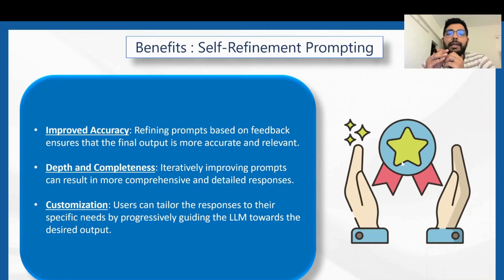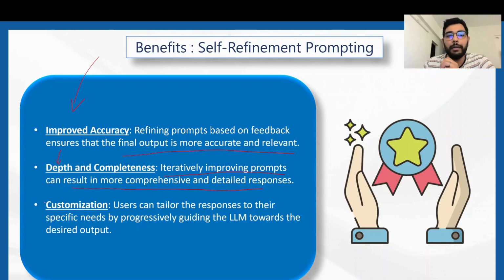Coming to the benefits of self-refinement prompting, the first benefit is improved accuracy. Refining the prompt based on the feedback of the last iteration's output ensures that the final output is more accurate and relevant, or matches the user's expectation. The second benefit is depth and completeness. That is, iteratively improving prompts can result in more comprehensive and detailed responses. And we can stop the iteration wherever we feel that the output of the LLM has matched the expectations or has been enhanced to a limit where it cannot be further enhanced.